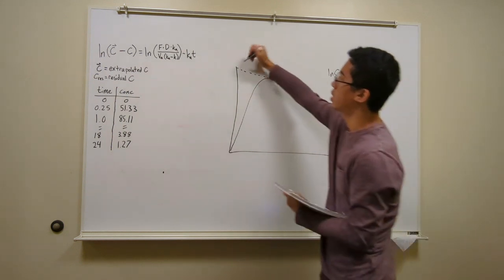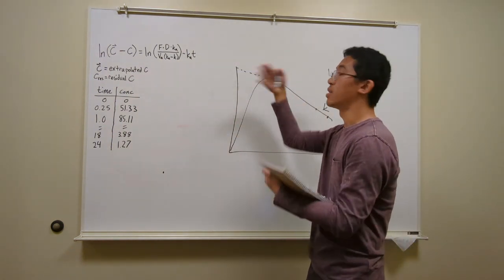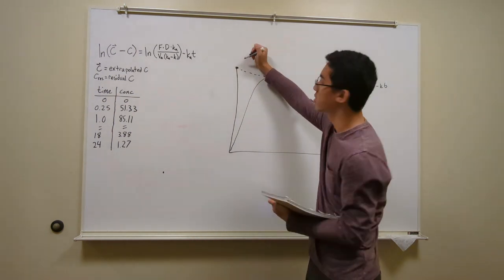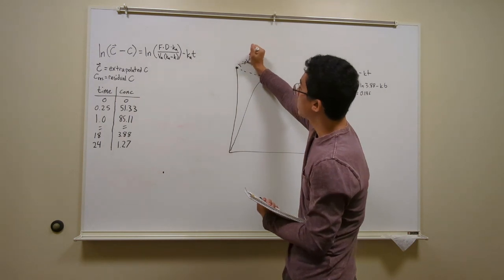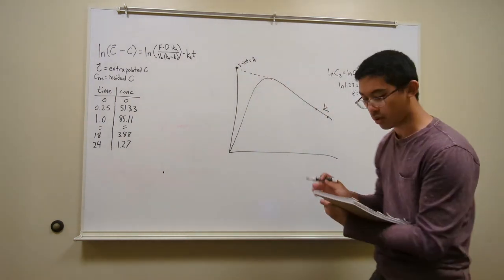Now we want to find up here. We want to figure out the equation for this line. In order to do that, we need to find what the y-intercept is. I'm going to say this y-intercept is equal to A. We're going to use A as our variable.